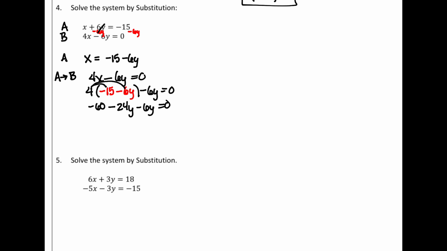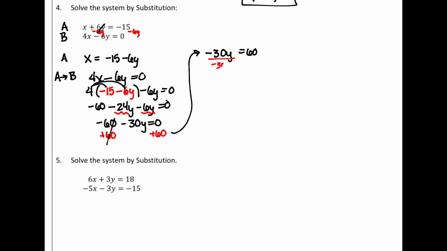Okay, so combine like terms, right? So these two, and we get negative 60 minus 30y equals 0. And I'm going to run out of space. So add 60, and I'm going to take the answer up here. So these 60s cancel, and I get negative 30y equals 60. Divide by negative 30, and I get y equals negative 2.